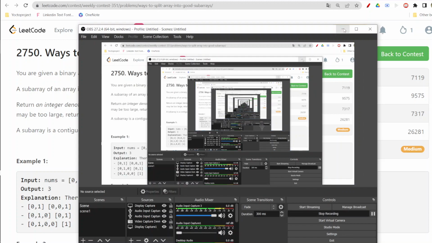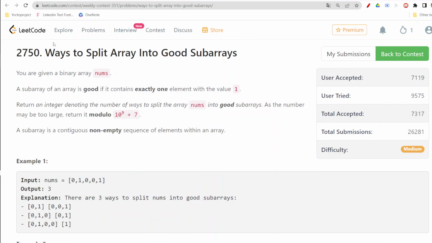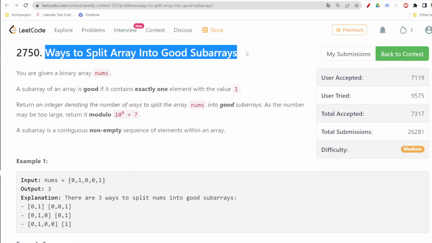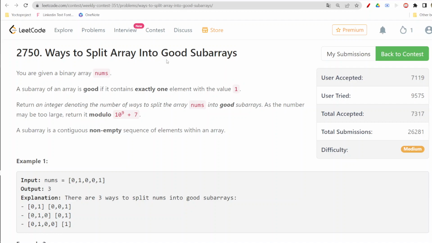So today we are going to do the LeetCode weekly challenge second question. We need to split array into good subarrays. So here an array would be given to us and we are required to split it into good subarrays. And now let us go over the definition of a good subarray.